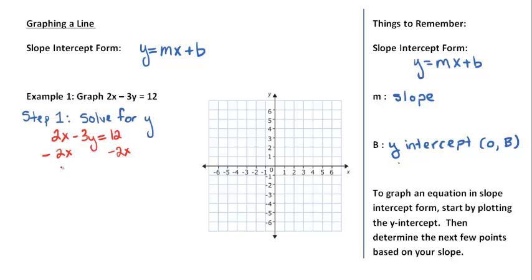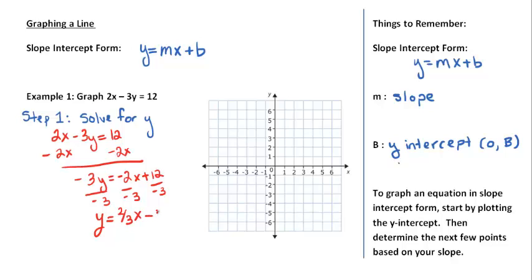So I want to move the entire 2x term over to the right, so I'm going to subtract that. I always put my term with the variables before my term that's a constant. And then I divide off that leading coefficient of y. And I get y equals, by simplifying, 2/3 x minus 4.